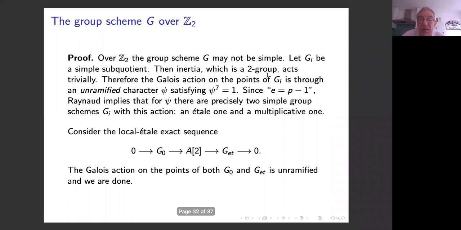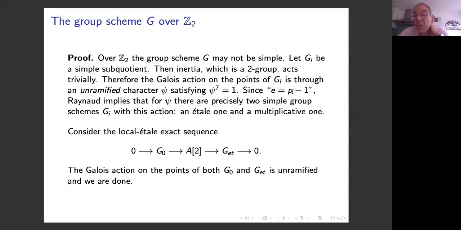And this follows essentially from Raynaud's classification of group schemes. So, you know, in this group scheme business, you know that group schemes are determined by their Galois action if the ramification index of the base ring is strictly less than p minus 1. And if it is equal to p minus 1, you do not know this. But then you know, if you look in Raynaud's paper, that there can be at most 2 group schemes that give the same Galois module, an etale one and a multiplicative one. And here we are in this situation.